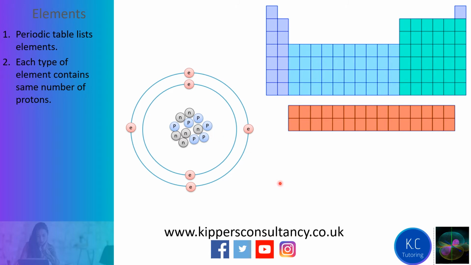Another example might be the 54th element in the periodic table, xenon. Each atom of xenon will contain 54 protons. It is the number of protons that defines what type of element it is. So all carbon atoms have 6 protons and all xenon atoms have 54 protons. Let's summarize this slide. The periodic table lists all of the elements, and each type of element contains the same number of protons.